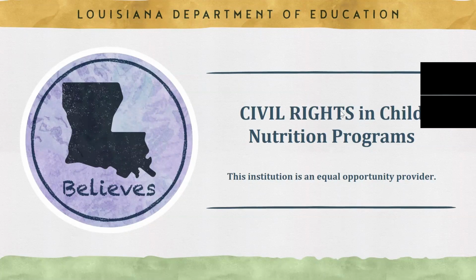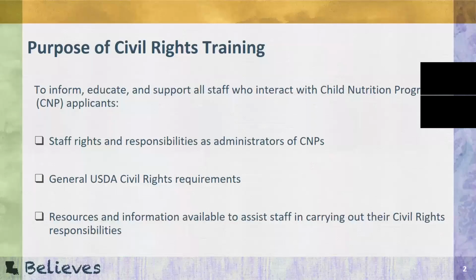This is Sarah Tronho from the Division of Nutrition Support, and today I will be discussing civil rights in child nutrition programs. The purpose of civil rights training is to inform, educate, and support all staff that interact with child nutrition programs. This training will cover USDA civil rights requirements, staff responsibilities, and resources and information available to assist staff in carrying out their civil rights responsibilities.